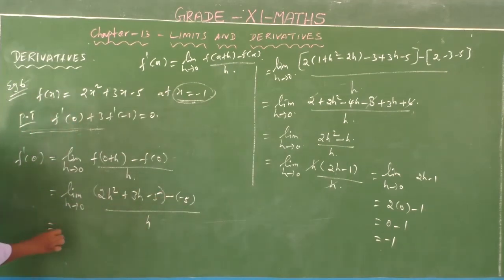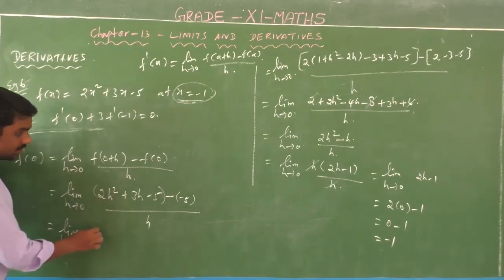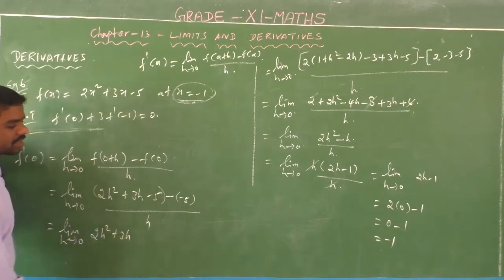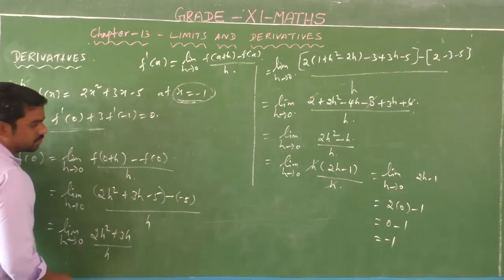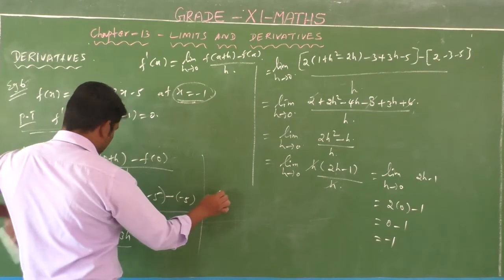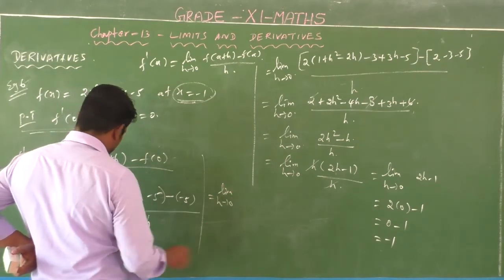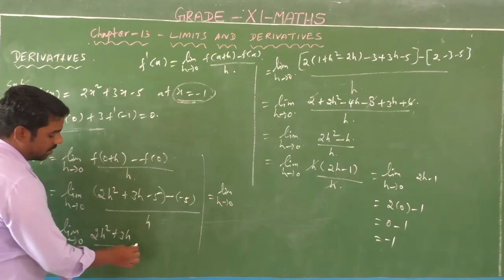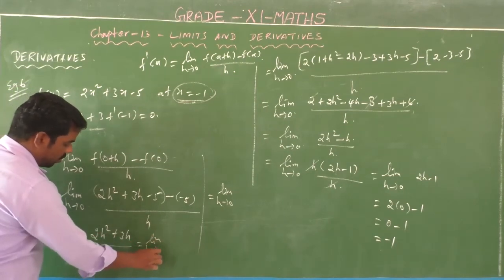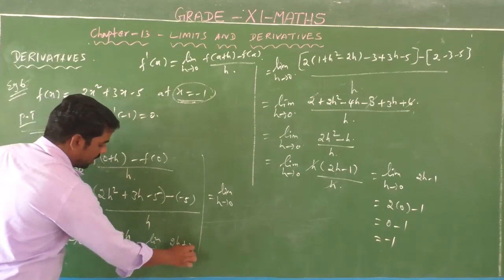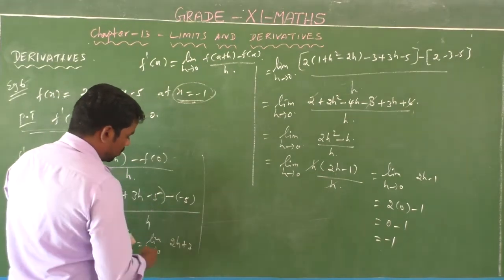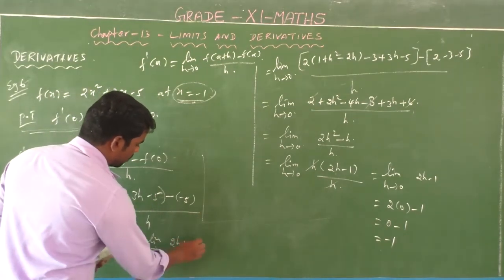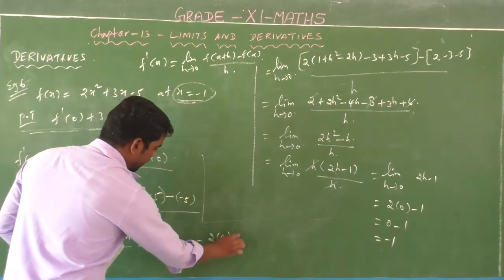So simplify this value. Limit h tends to 0 of 2h squared plus 3h minus 5 minus of minus 5, that means plus 5. Minus 5 plus 5 cancel, 0, so h. Simplify this term: both terms have h common, so take h out of both terms. The h cancels, remaining 2h plus 3. So apply this limit, h tends to 0: 2 into 0 plus 3 equal to 3.